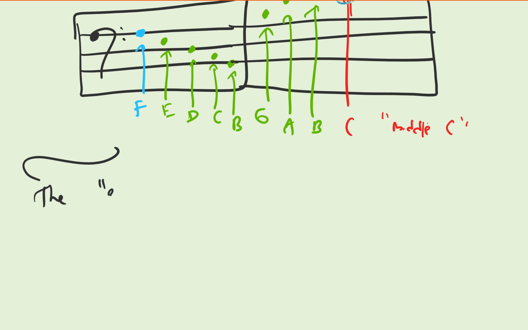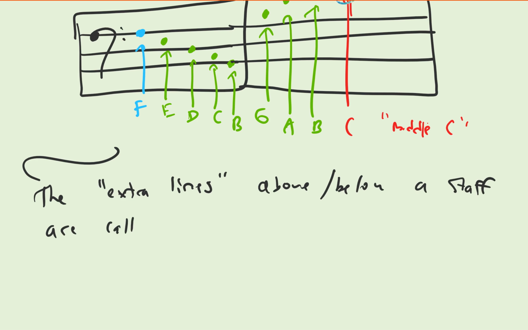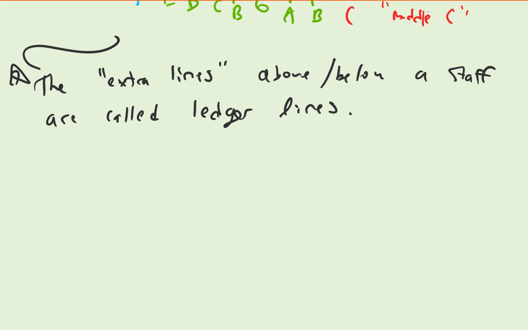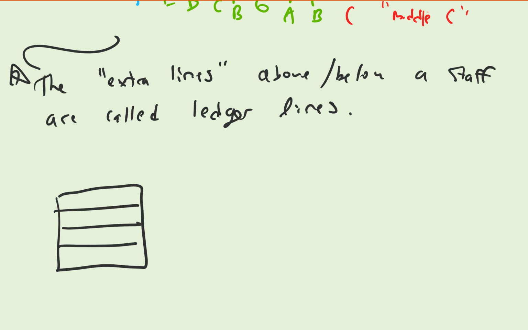So the extra lines above or below a staff are called ledger lines. Now, most people do not like writing ledger lines. For example, suppose I have a bass clef here, and I want to figure out, okay, what is this note here?